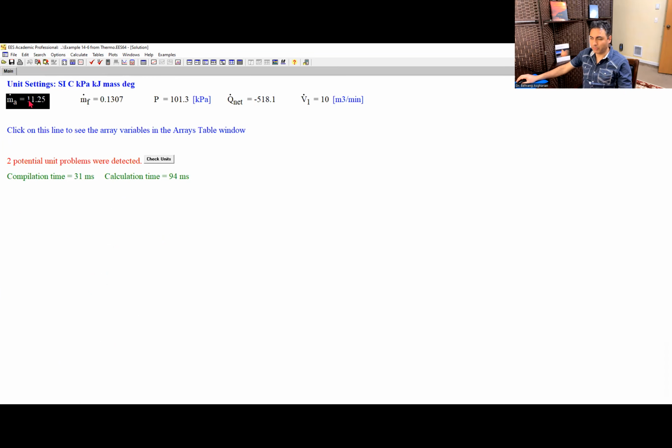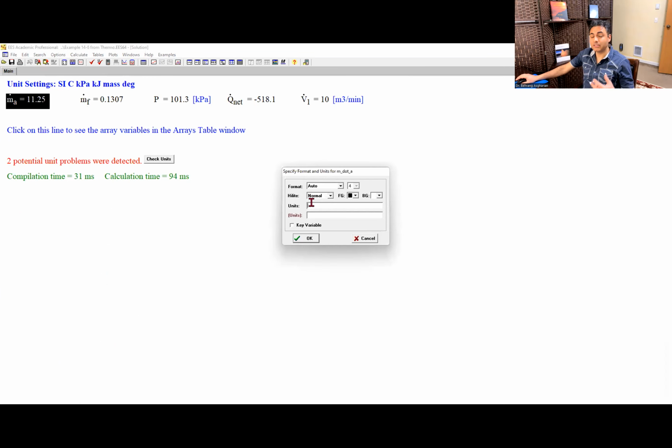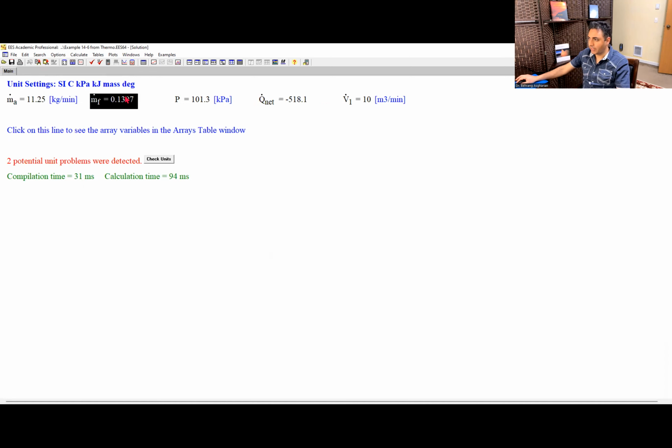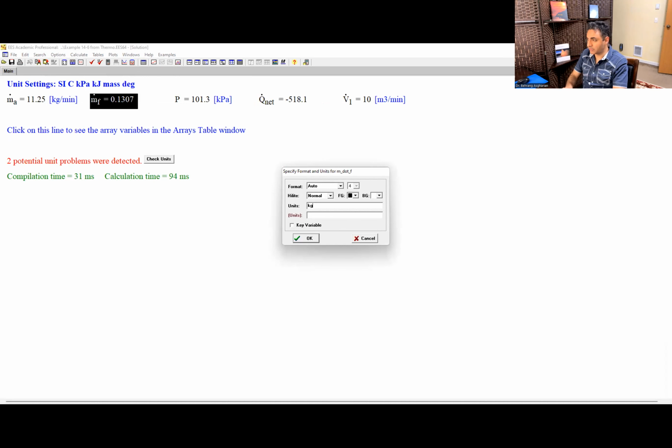Now let's keep in mind, what are these values? Because I didn't change the volumetric flow rate from meters cubed per minute to meters cubed per second or anything, I didn't change the unit. This value is kilogram per minute, kilogram of dry air per minute. That's one thing you need to save. And this would be the kilogram of condensate water per minute also.